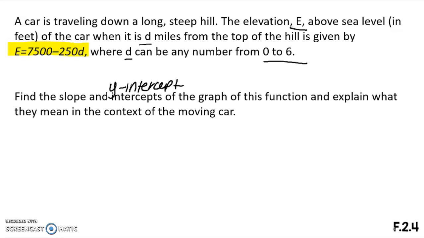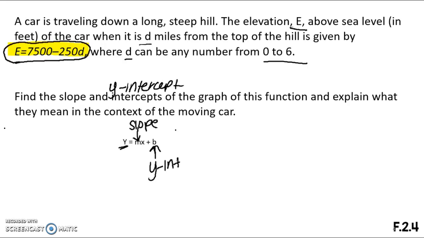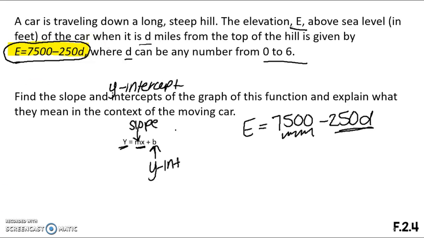So let's think back to what slope and intercept mean for linear. For a linear equation, we're looking at y equals mx plus b, which helps us write this equation and understand what's going on. If you remember, m stands for slope and b stands for y-intercept. When we compare that to this equation, we could rewrite it so they're in the same format. My mx is represented by negative 250D, and my y-intercept is represented by 7,500.